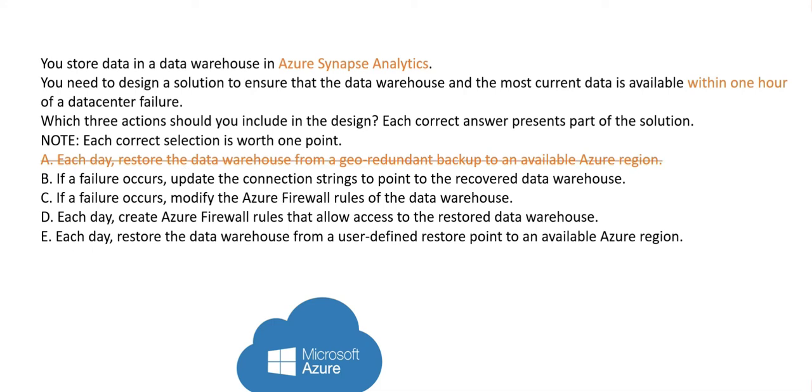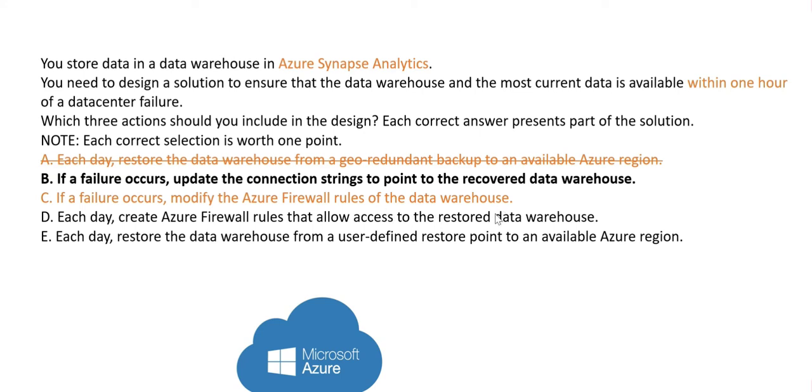So here, option B, if a failure occurs, update the connection strings to point to the recovered data warehouse. Okay, yeah, this can be done if a data warehouse has been recovered. Since we have three options to be selected, let's park this for now because this is not the first step. This probably would be the second or the last step. So we have to choose three options here. So let's see option C. If a failure occurs, modify the Azure firewall rules of the data warehouse.